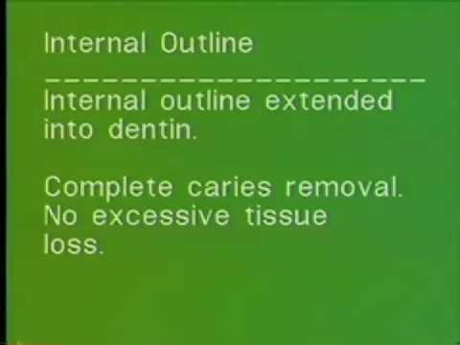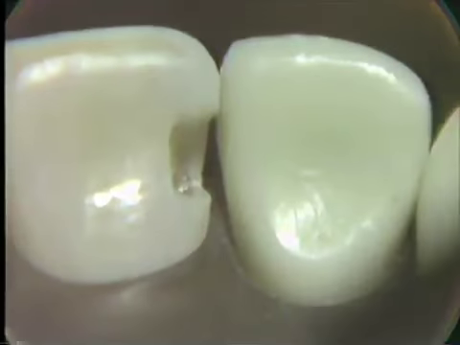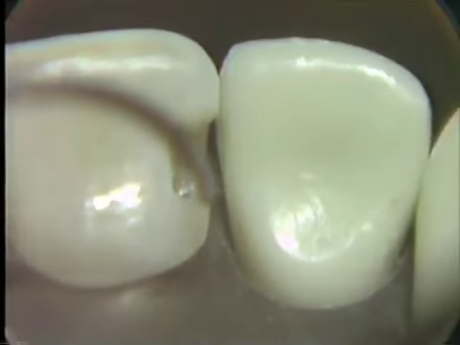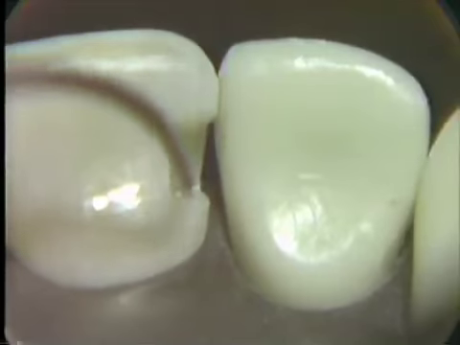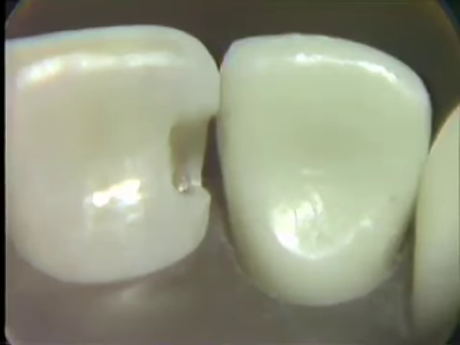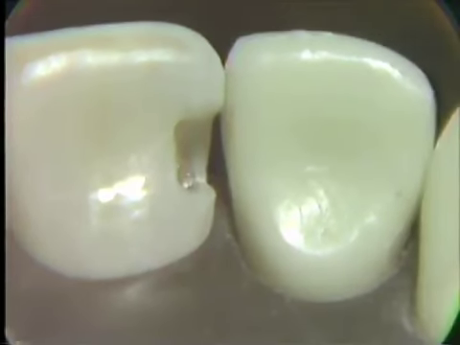Lastly, the internal outline form, it's extended into dentin. There is complete caries removal, and there is no excessive tissue loss. Again, as we see the preparation, retention is in dentin. There is an absence of the carious lesion throughout the preparation, and overall there's been a conservative loss of tooth tissue.